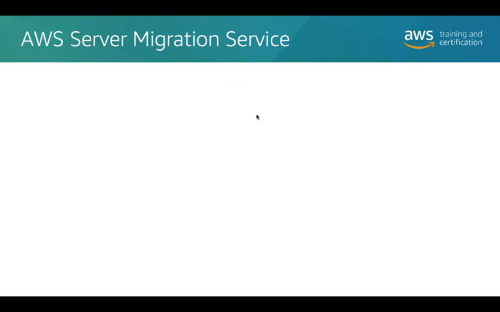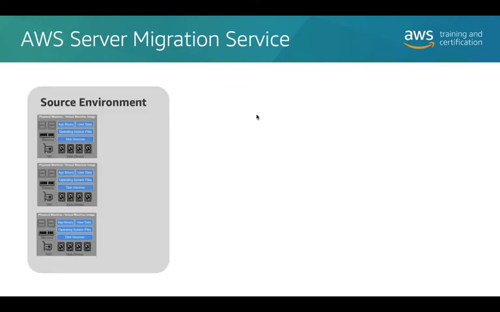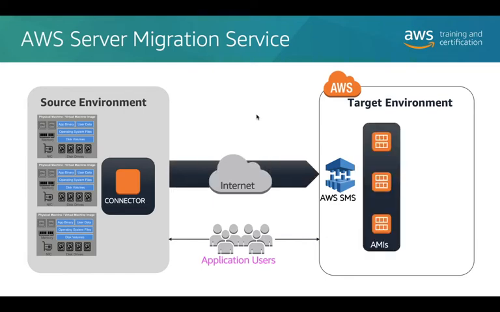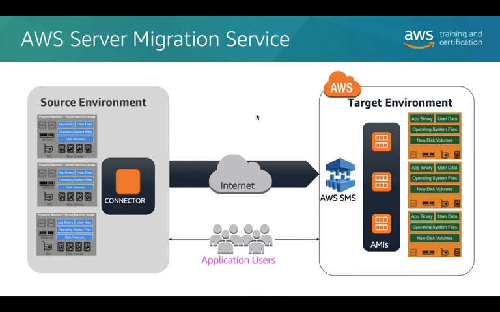What we also cover during the course is the server migration service itself, which is capable of taking a source environment, such as a VMware environment, put a connector on that, and the connector is able to communicate with the SMS service over the internet and to build Amazon machine images, which can then be used to launch the actual target servers in AWS. And this will run on VMware, but also on Hyper-V.